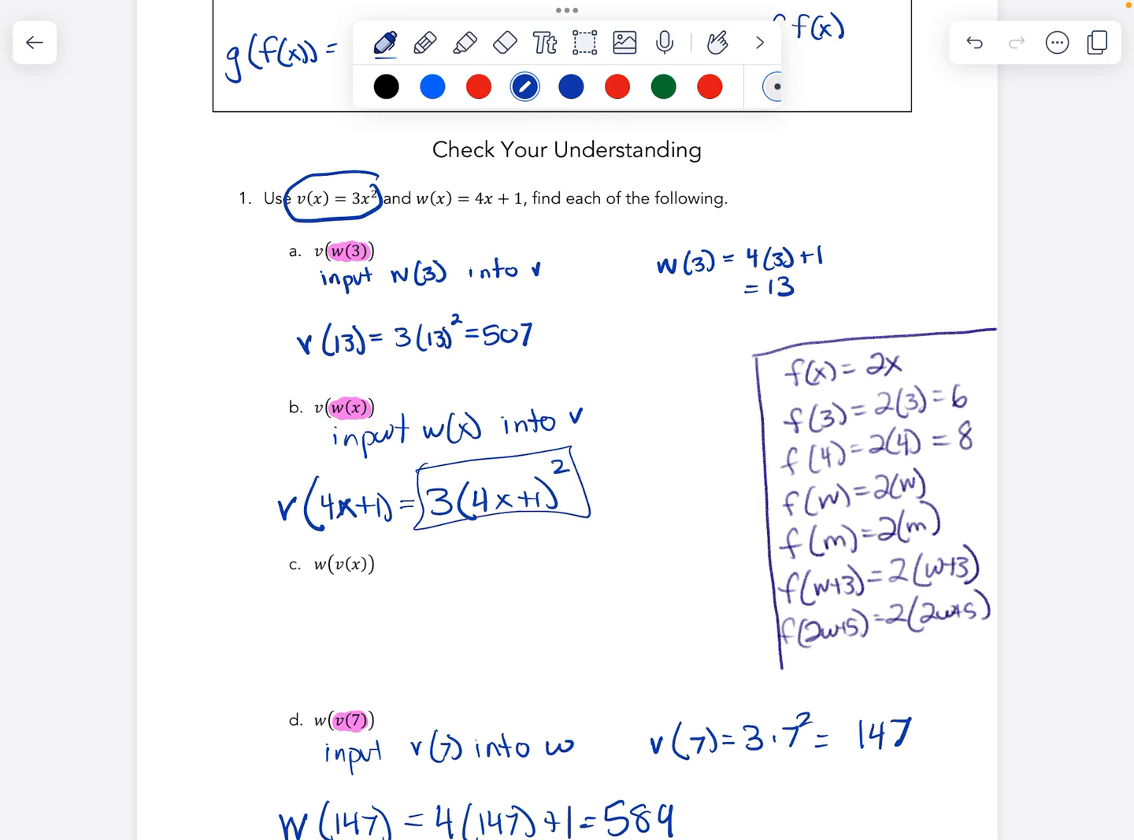All right, so this one, here's our input. So it's going to be w of 3x squared. So now I go to my w equation, which was 4x plus 1, and it'll become 3x squared plus 1. And this one we could simplify to 12x squared plus 1.